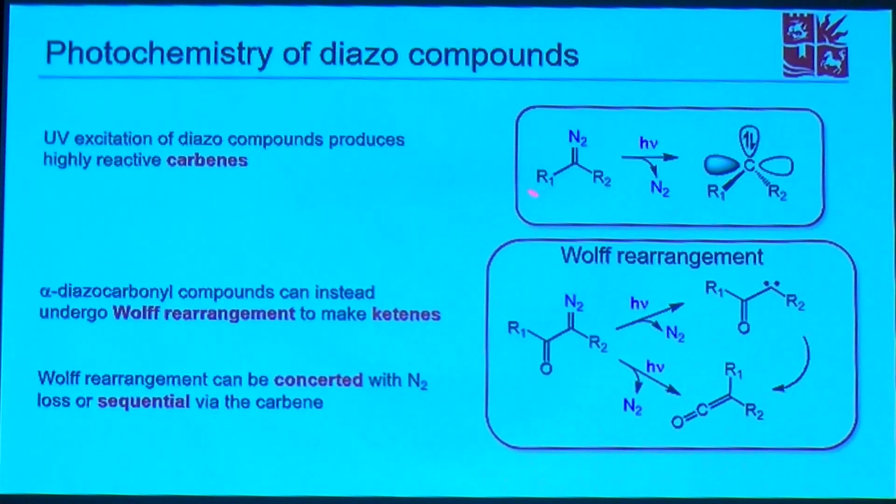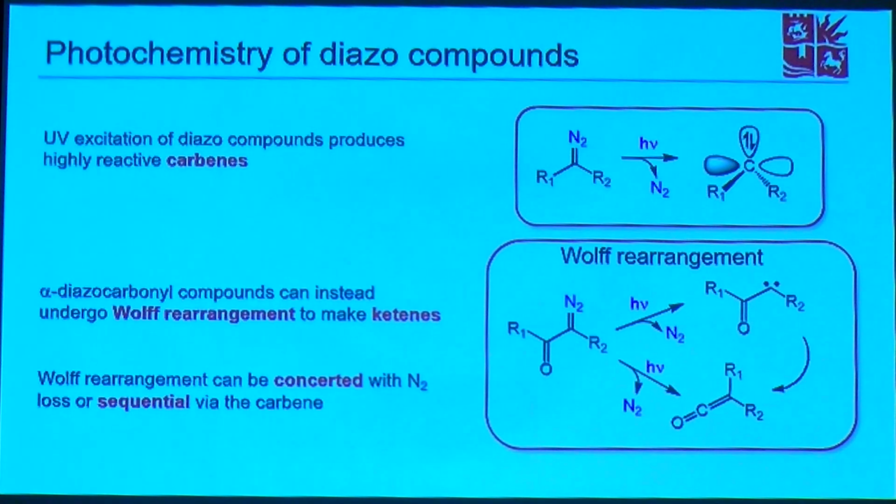Now, if we modify this molecule to include a carbonyl group adjacent to the diazo group, so a so-called alpha-diazocarbonyl compound, then the photoexcitation can lead to the carbene, but it's also well known that a product of that photochemistry is this ketene molecule, and this molecule is synthetically useful because it can be used in cycloaddition reactions.